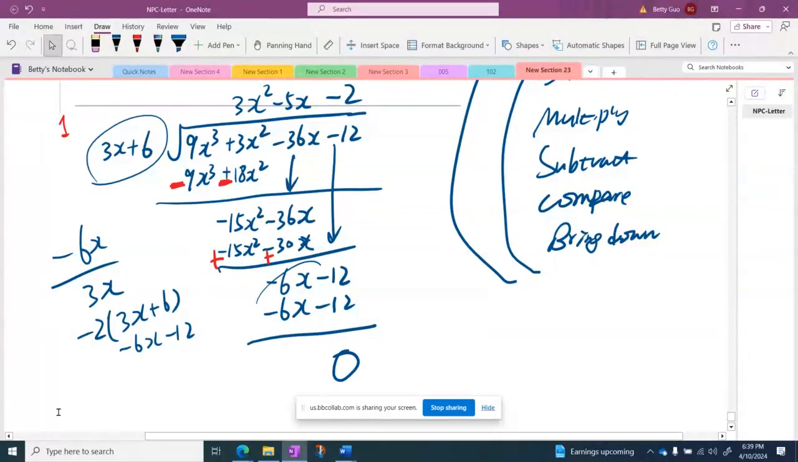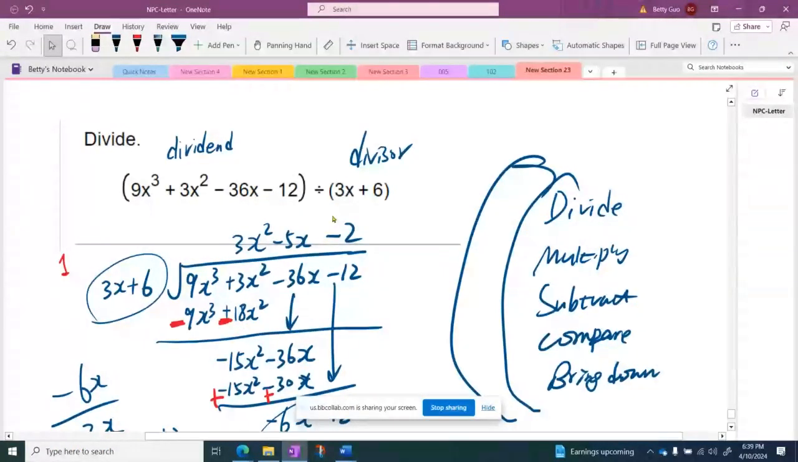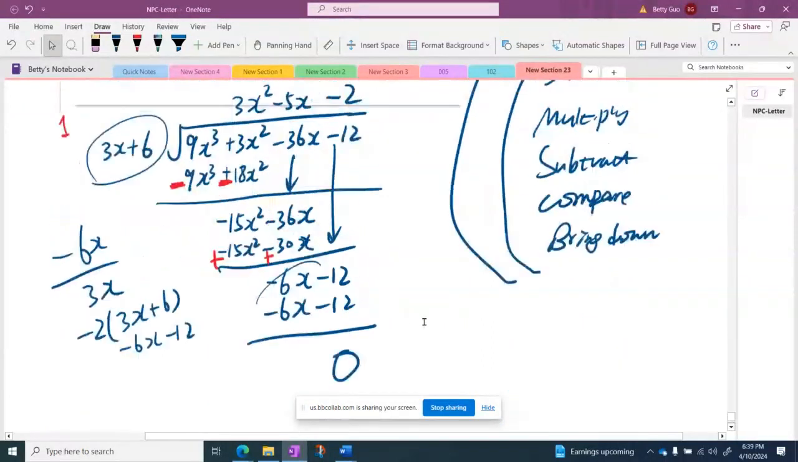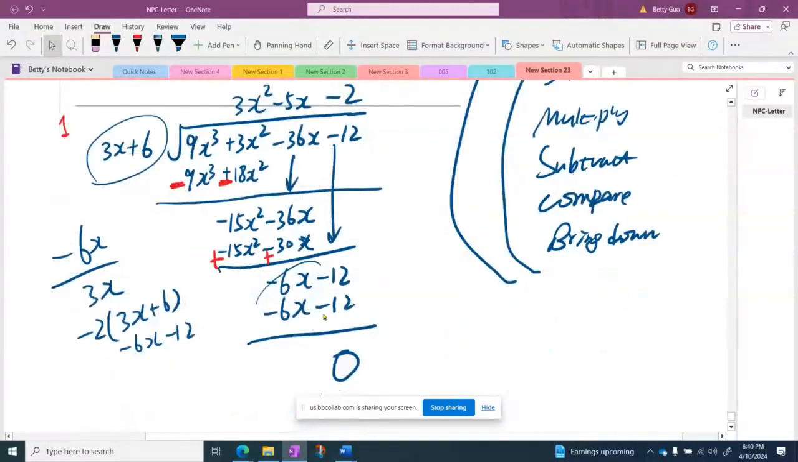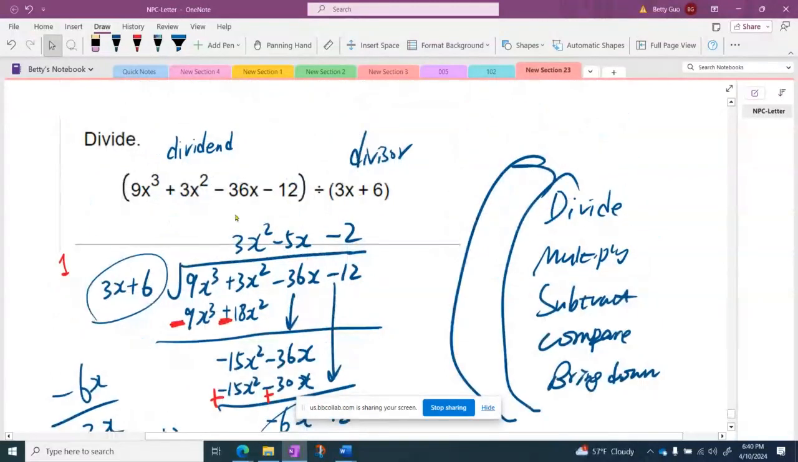Remainder is 0. It means in this case, the divisor, the binomial 3x plus 6, goes into the dividend completely because the remainder is 0. It doesn't happen all the time, but in this case, it happens. So when the remainder is 0, we could just write the result as a quotient. This is the quotient. The result in this case is a polynomial. Okay, 3x squared minus 5x minus 2. Do we have any question about that? The result is 3x squared minus 5x minus 2.